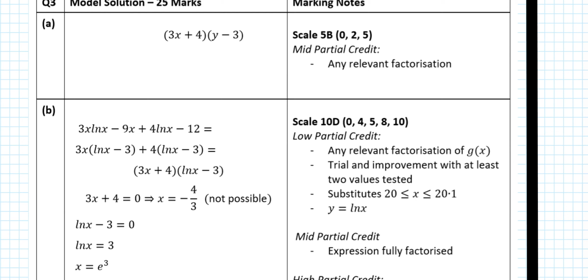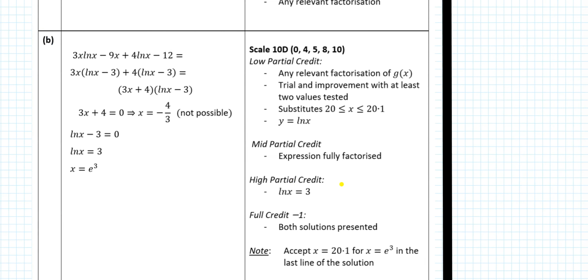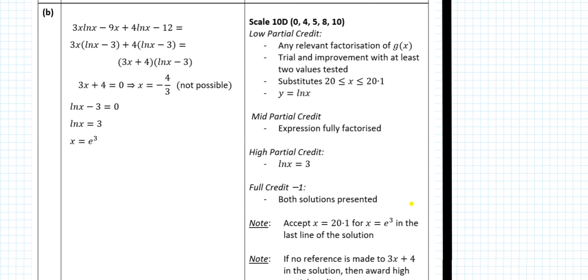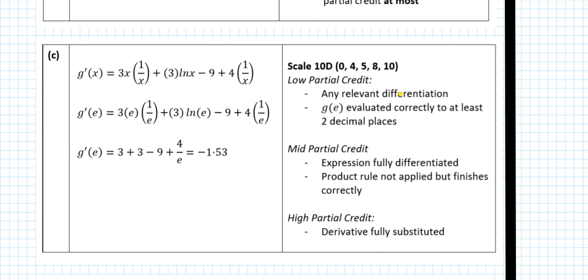Finish it like that. And finally, marks going for the question: 25 for A, 10 for B, and 10 for C. You can pause the video there and look at the marking scheme yourself. And then 10 marks for the last question as well. Hopefully you found the video useful.